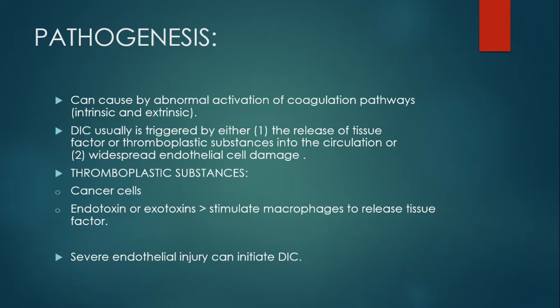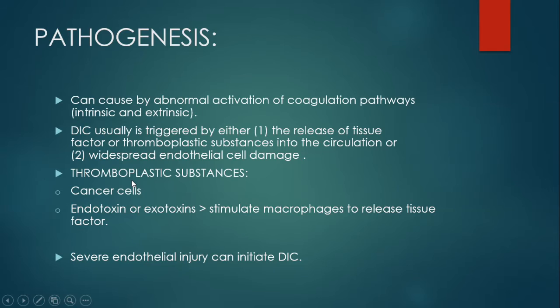What are the thromboplastic substances that can activate the extrinsic pathway? These are cancer cells; cancer cells within the circulation can cause the activation of coagulation pathways. Also endotoxin or exotoxin that are released by macrophages. Severe endothelial injury can initiate DIC. So these are the causes of DIC.